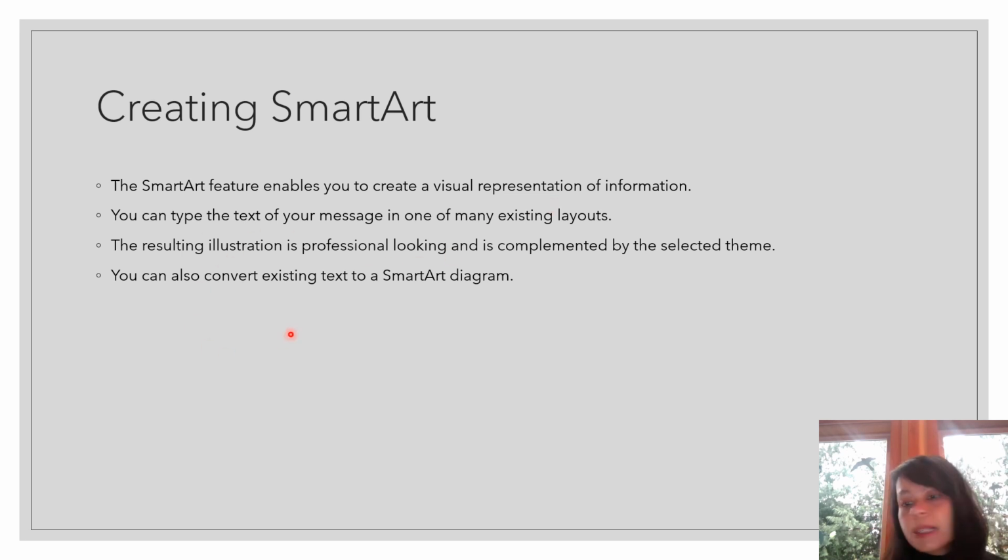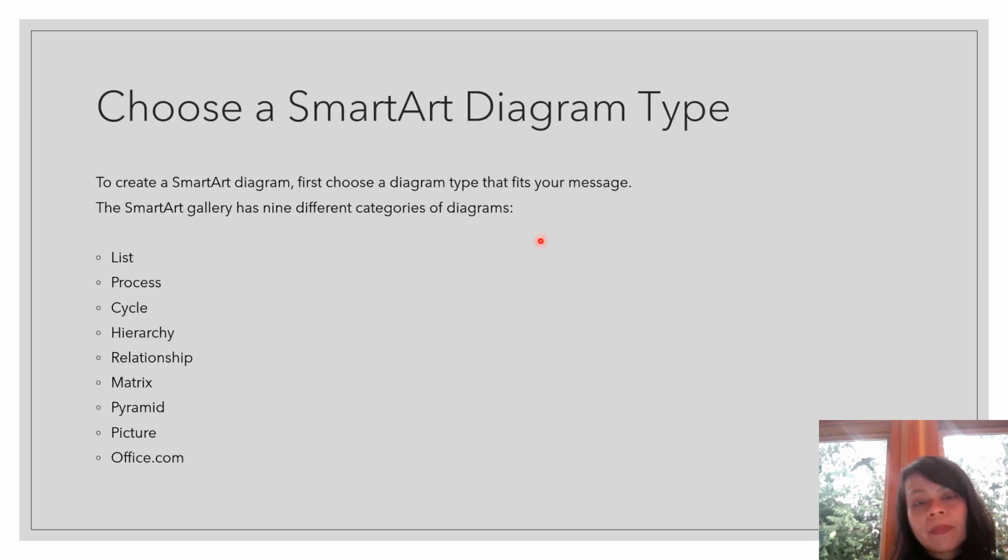You can convert existing text into a smart art diagram to convey some information. Okay, so first of all, before you use the smart art, you have to choose the diagram type. There are many categories of diagrams. There's list, process, cycle, hierarchy, relationship, matrix, pyramid, picture, and office.com. So think about what category would work for you.